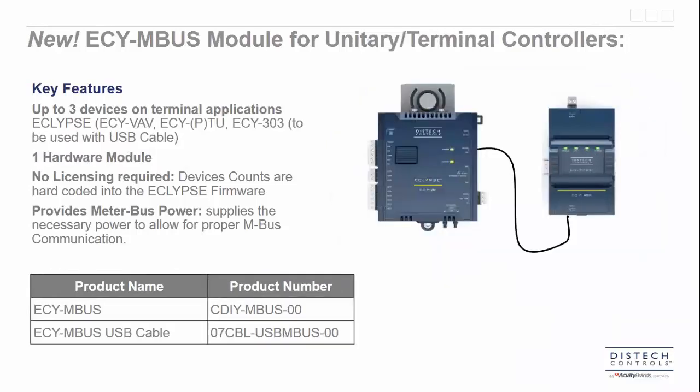All right, the module also has a USB connection. The USB connection can plug into any of the unitary or terminal devices. They have a hard-coded device limit of 3. The reason it's 3 is we also provide power to the meter bus with this module, so we're using the USB power to do that. There's also no license required. All you need is the module and a USB cable.